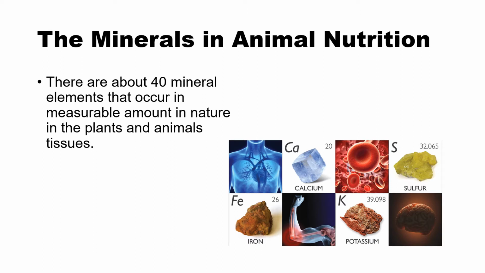But when we say mineral, we're talking about the important minerals that have a part in animal nutrition. So there are about 40 mineral elements that occur in measurable amounts in nature, in plants and animal tissues. These 40 mineral elements, some of them are really needed by the animal for its biological processes. Because without these minerals, it may lead to disease, it may lead to the animal being unproductive, it may lead to the animal not performing its biological processes.